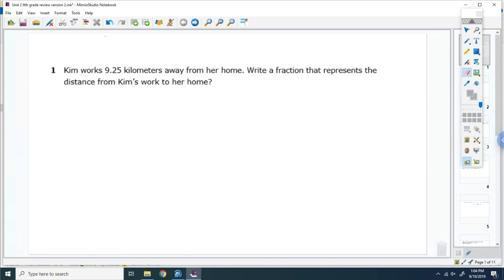All right, so this is your Unit 2 review for 6th grade math. So number 1 says, Kim works 9.25 kilometers away from her home. Write a fraction that represents the distance from Kim's work to her home.